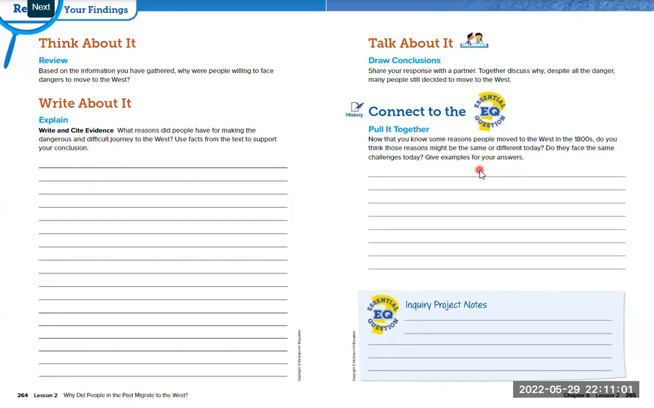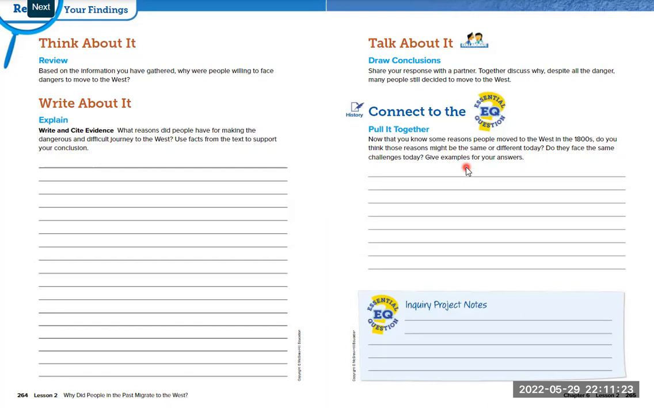Now pulling it together, we're making a conclusion. Now that you know some reasons people moved to the West in the 1800s, do you think those reasons might be the same or different today? Do they face the same challenges today? Give examples for your answers. So the question is, what do we have today that might be the same as someone in the 1800s?